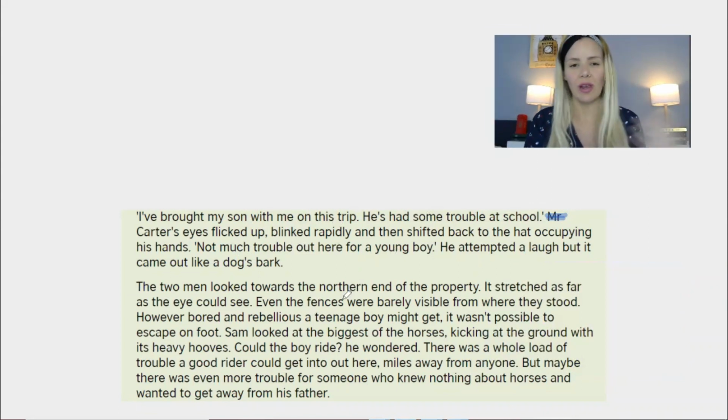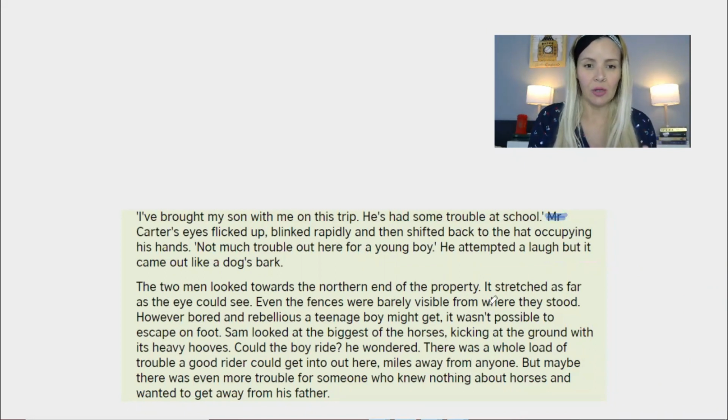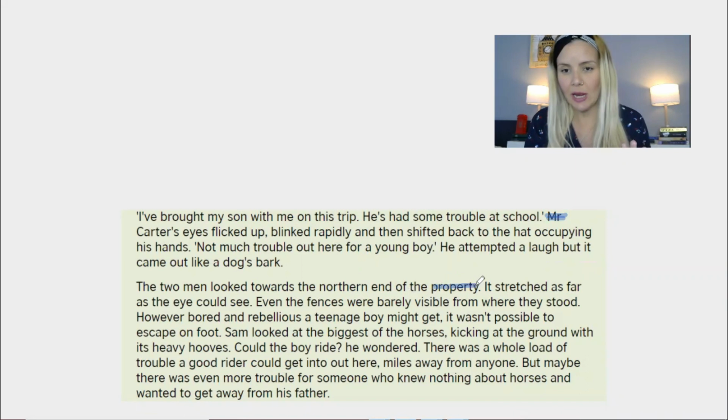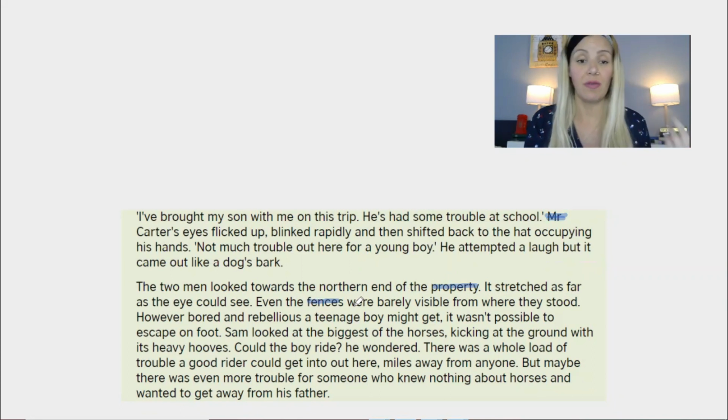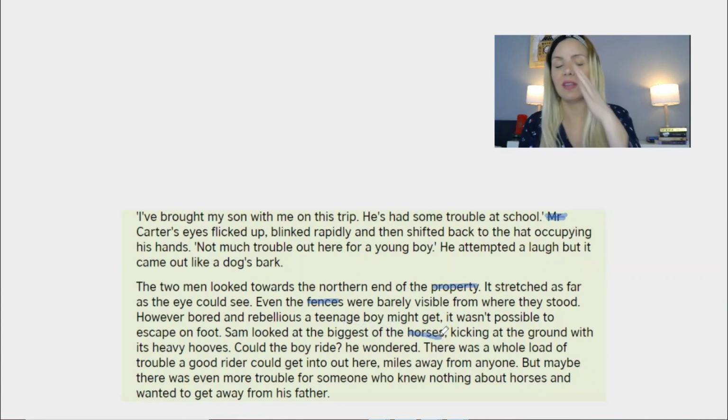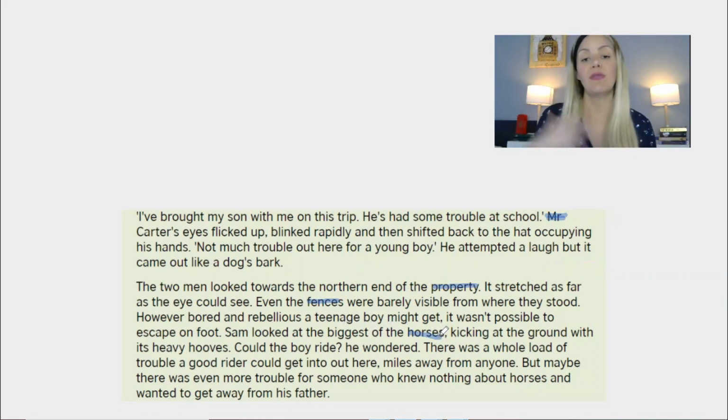Right, so how do we know where they are? If we quickly scan through it, you can see, look, the property stretched as far as the eye could see, even the fences, maybe it's a farm. Okay, so property, fences, and then we can see horses here. So I'm sure this is a farm. So we know there is a father, there is a son, they are in a farm, and the son had some kind of trouble.